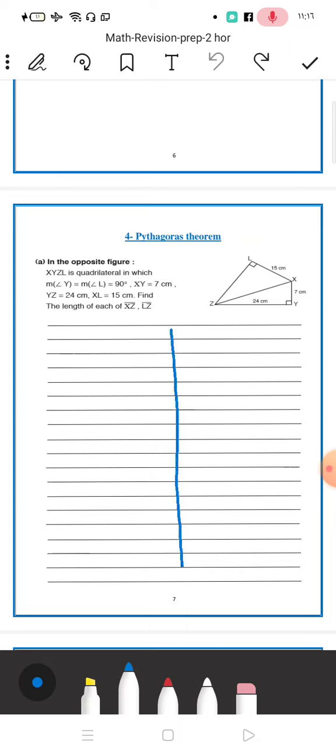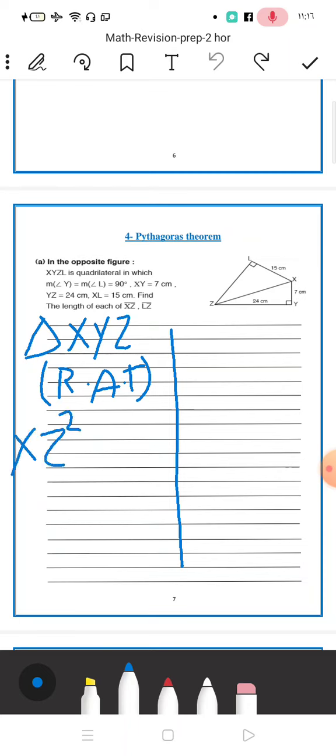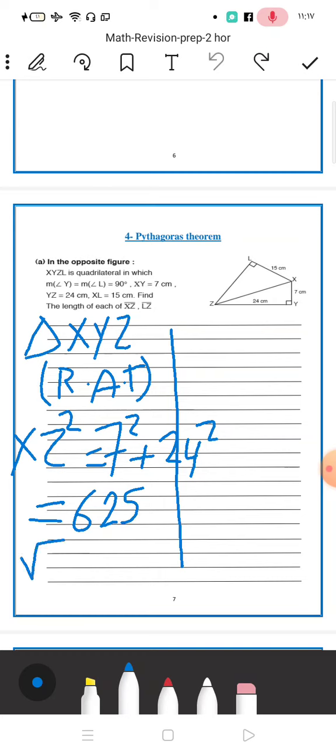So here we have two triangles. The first triangle is XYZ. This triangle XYZ is a right angled triangle. So here we can say XZ to the power 2 equals 7 to the power 2 plus 24 to the power 2. Okay, and it will be 625. So we will take the square root of both sides.